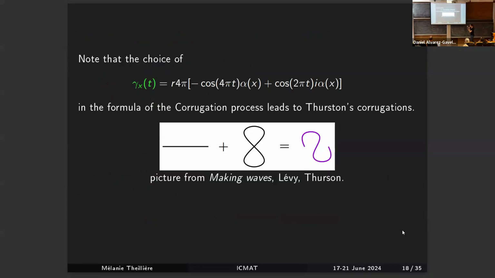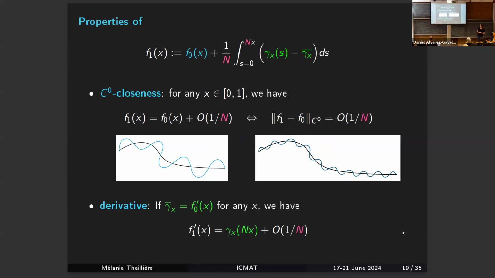So in fact, if in the previous formula we choose the following loop, the loop gamma given by this formula, it just leads to the Thurston corrugation because it's still an initial curve. We add this choice of loop and we obtain the Thurston corrugation with this choice. So for our new formula, what's happening exactly? We have the following property.